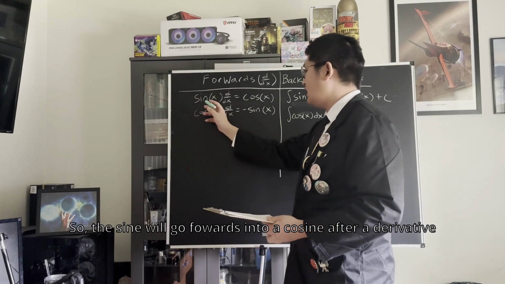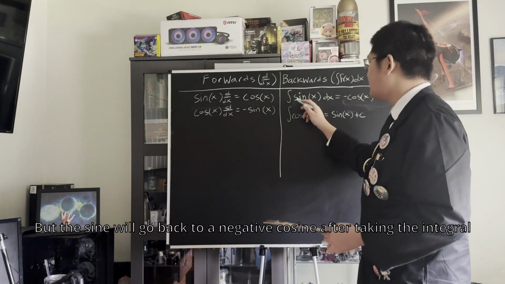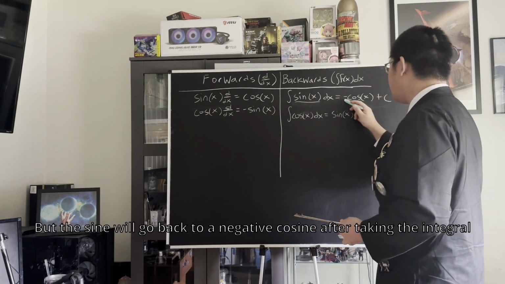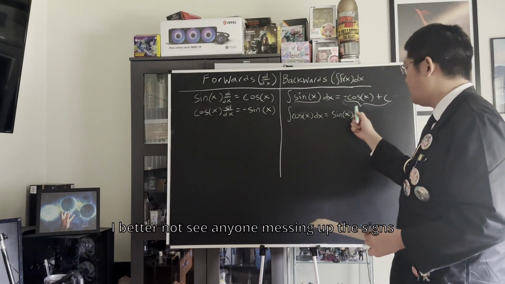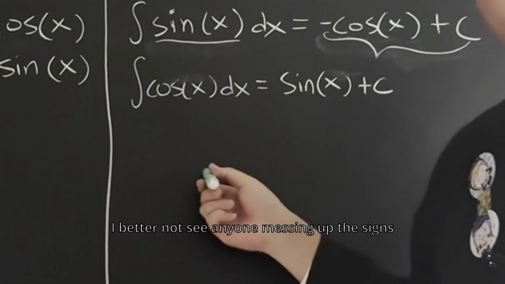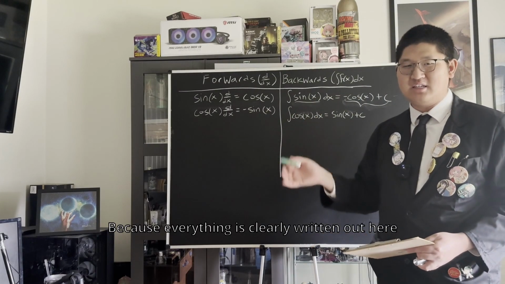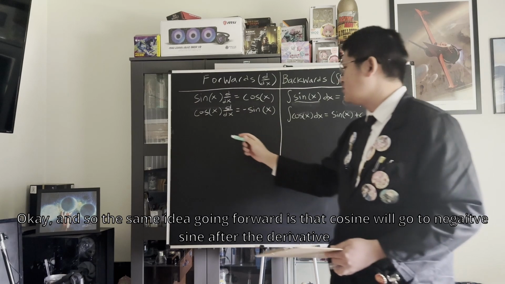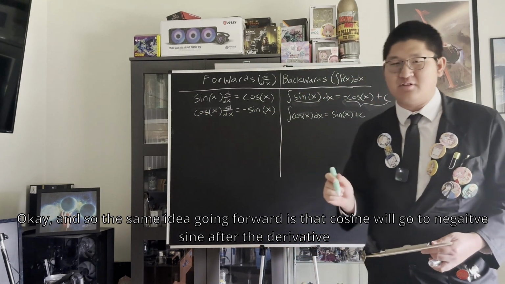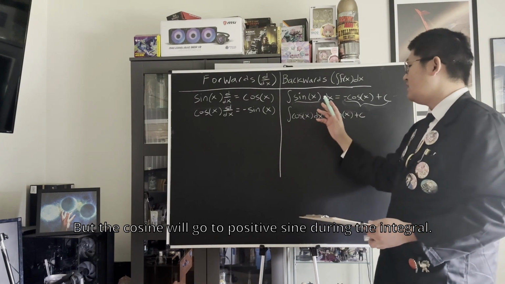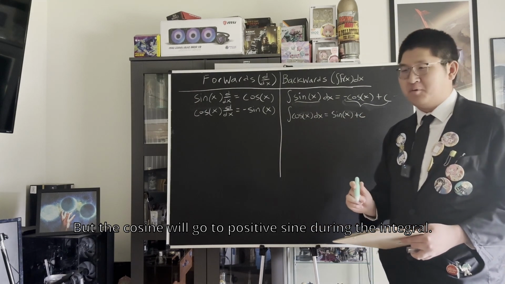So, the sine will go forwards into a cosine after a derivative, but the sine will go back to a negative cosine after taking the integral. I better not see anyone messing up the signs because everything is clearly written out here. Okay? And so same idea going forward is that cosine will go to negative sine after the derivative, but the cosine will go to positive sine during the integral.